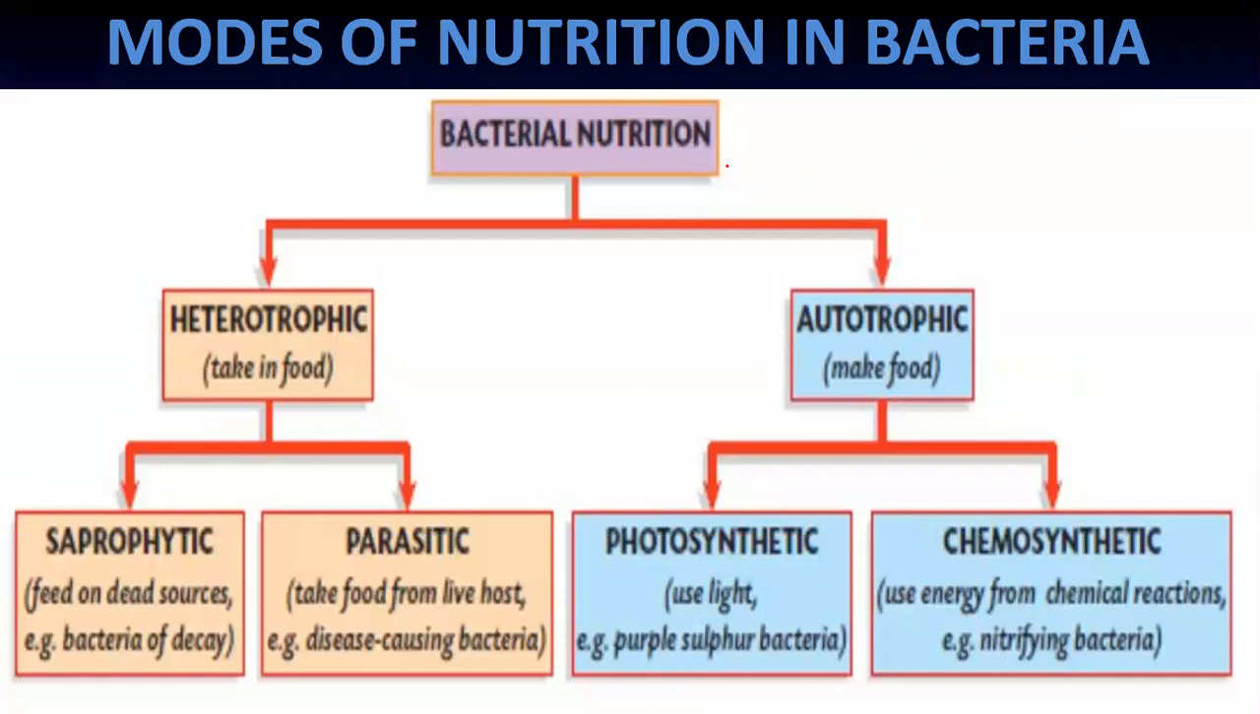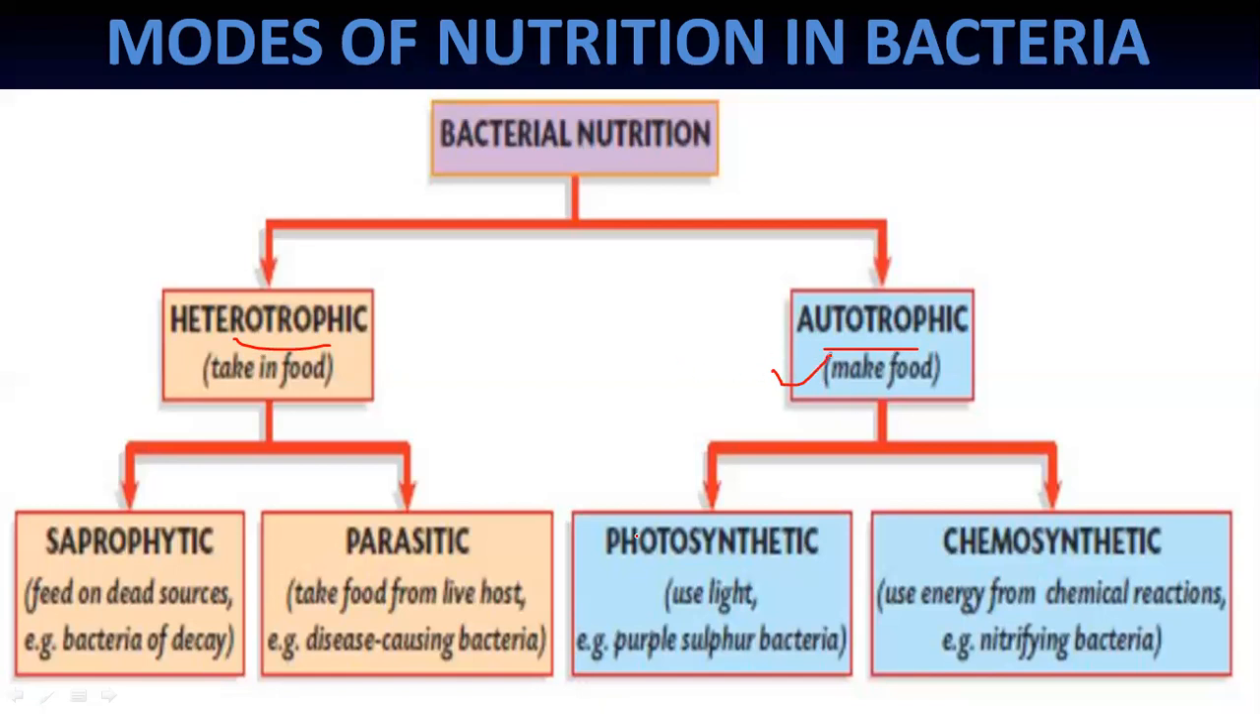If we see the mode of nutrition in bacteria, we will study the feeding habits of bacteria, like what are the basic methods of obtaining energy and carbon. There are two types, heterotrophic and autotrophic. Heterotrophic means they take in food from outside, and autotrophic means they make food in the body.